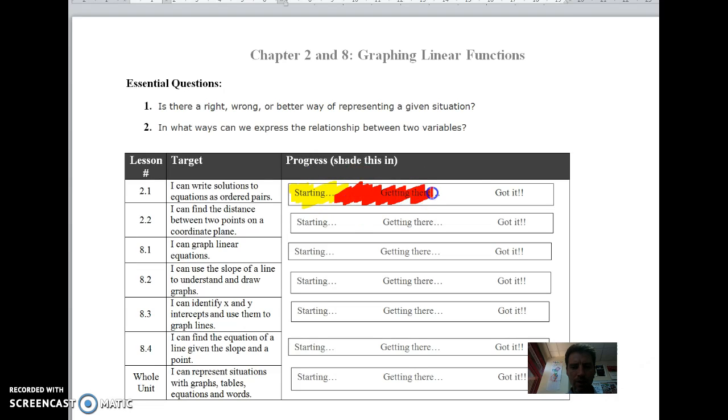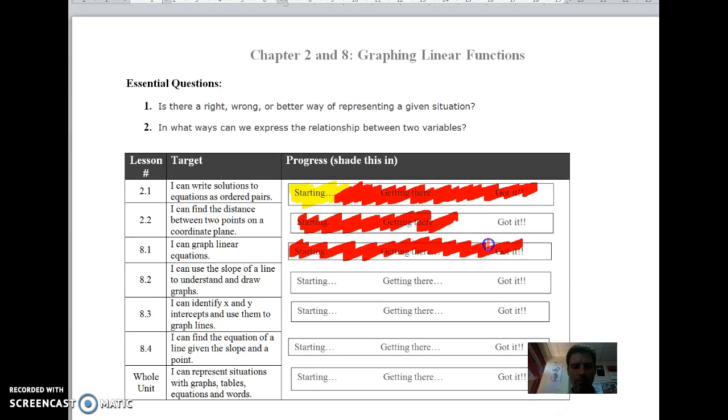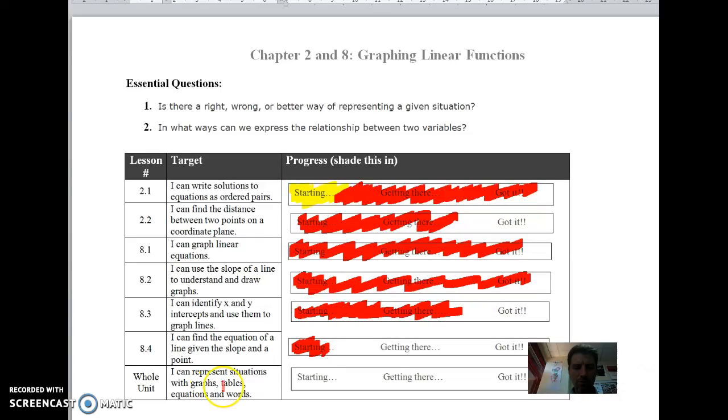So my red is my new. I got that. I'm pretty sure I can do that. Can I graph equations? You betcha, after that amazing lesson. Can you use the slope of a line to understand and draw graphs? Yep, nailed it. What about identifying x and y intercepts? I need some practice, despite those amazing notes. Can I find the equation of a line given the slope and point? Nope, still don't even know what that means. So I'm still here, starting out. I can represent situations with graphs, tables, equations, and words. Yeah, I think I'm pretty good with that. So just give yourself a little self-assessment.